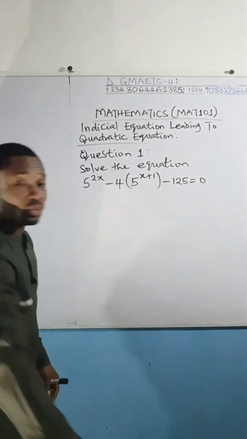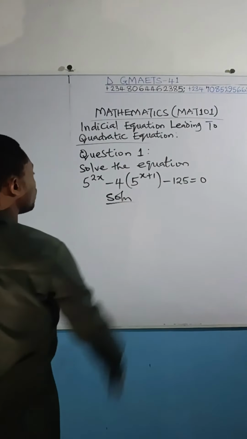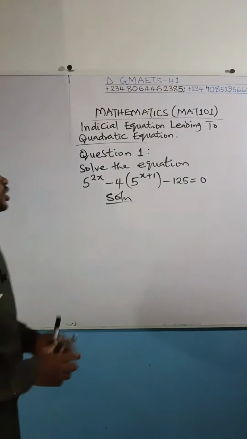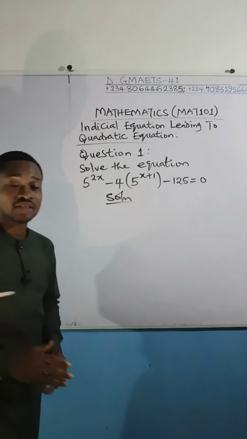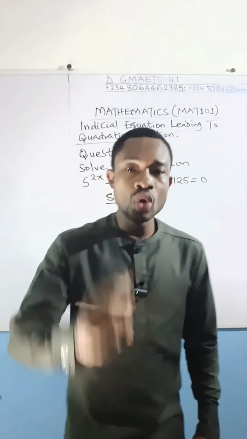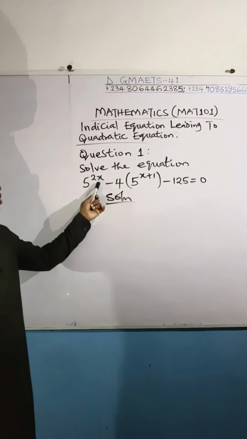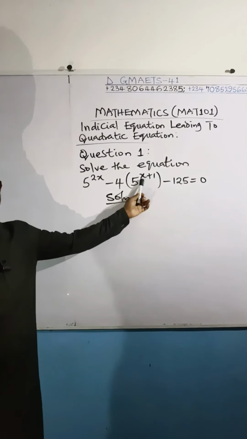So let us see how we deal with this question. Solution. So what we're going to do is, first of all, identify the unknown term. Identify the what? Unknown term. And what is the unknown term? Here you can see the x term you have here and the x term you have here.